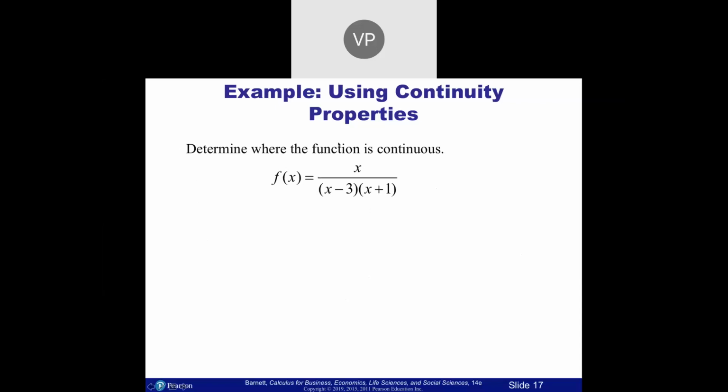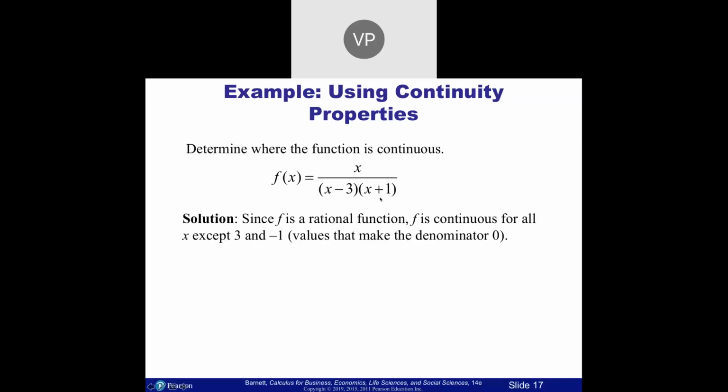Here we have a rational function, and remember, it's continuous everywhere except where the bottom is 0. So if you set the bottom equal to 0 and it's already factored, it's not going to exist at 3, not going to exist at -1. So we say it's a rational function continuous for all x's except for 3 and -1.